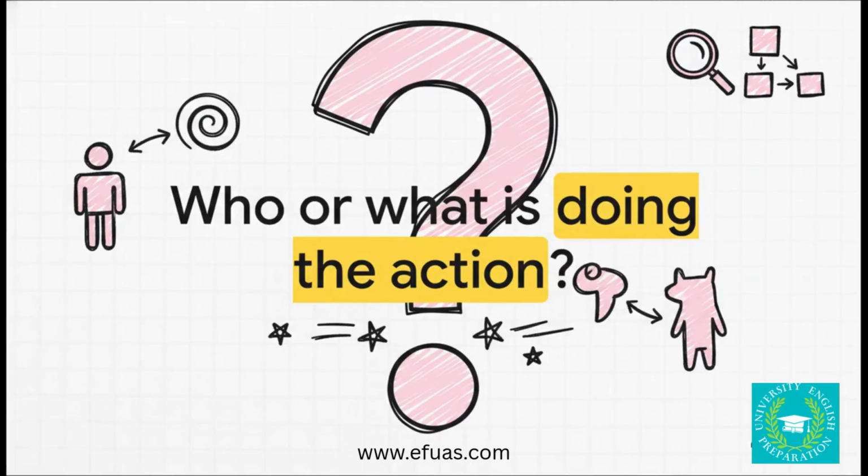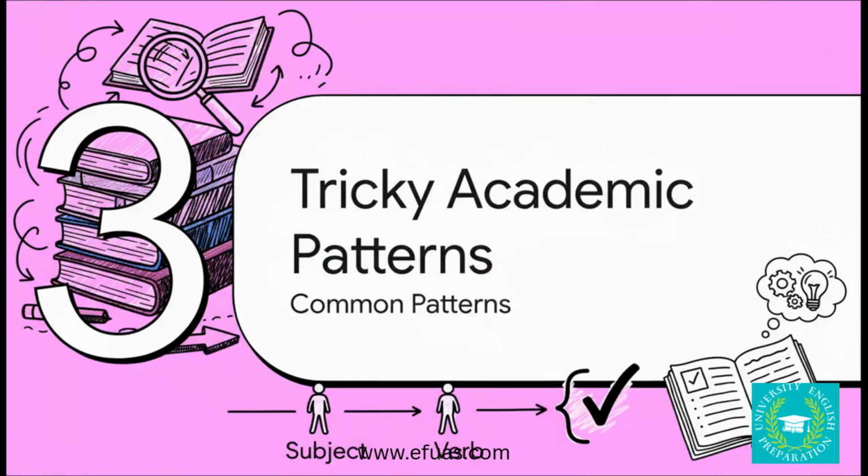So really, it all comes down to this one simple question you should always ask yourself. Who or what is actually doing the thing? The answer to that question is your subject, no matter how many other words are trying to get in the way. All right, now we're going to get into the nitty-gritty. These are the tricky patterns you'll see all over the place in academic writing. If you can get these down, you'll be in great shape.